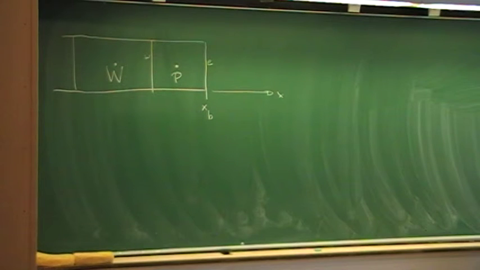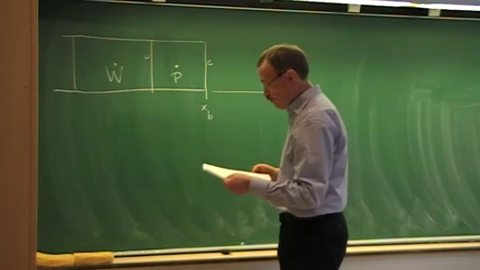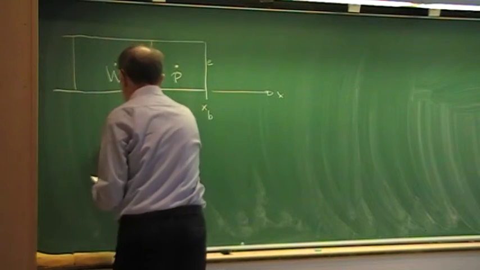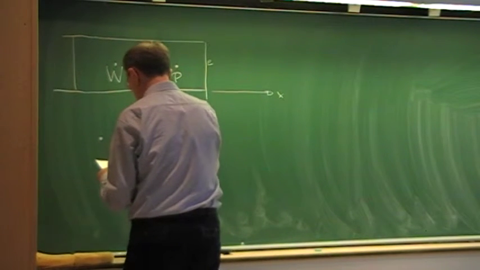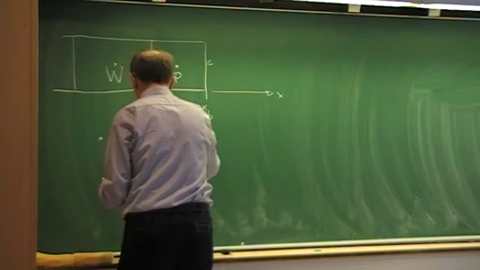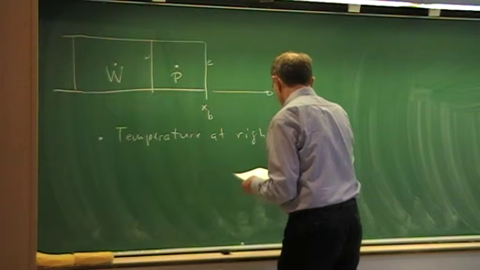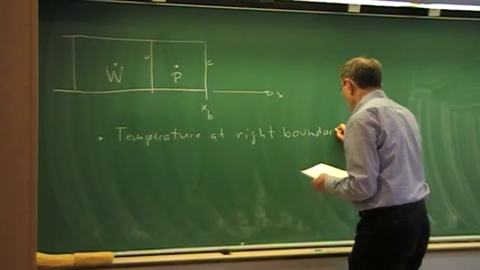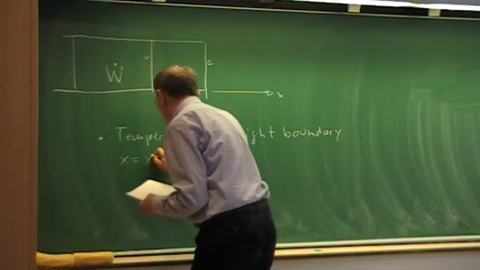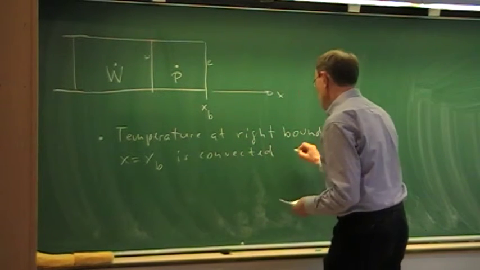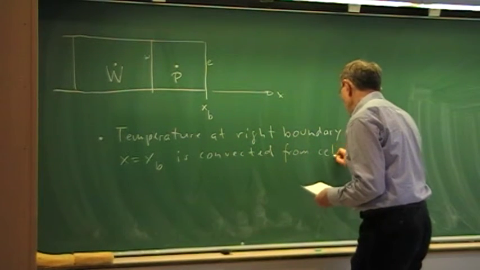And the assumption is now that we have a convection from left to right. And that means that the temperature at the right is convected. So these are the assumptions. So that we assume that the temperature at the right boundary, that is at x equal to xb, is convected. In that cell, that's the case from the cell P.